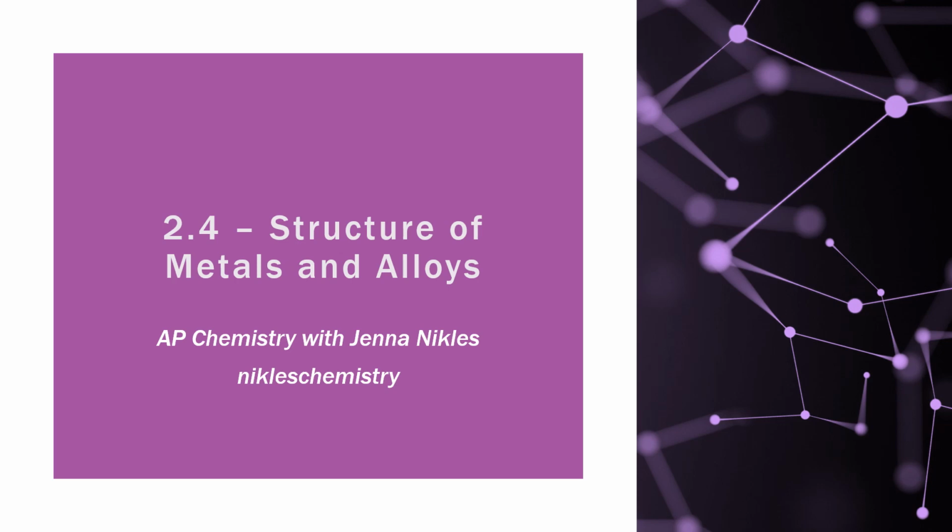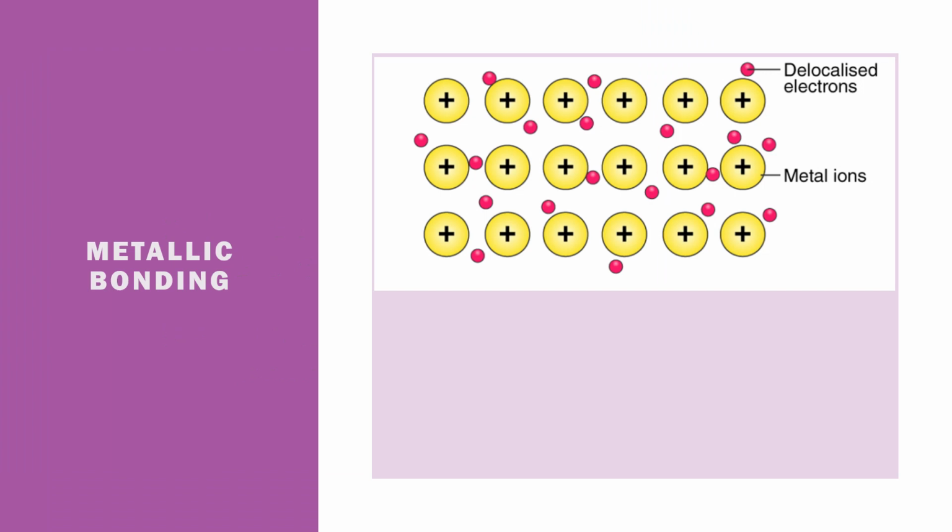Hello, today we're going to talk about the structure of metals and alloys. So if you have a metallic substance, or it's just metals, you're going to have the valence electrons of those metals be delocalized. That means those delocalized electrons are free to move about between different metal ions. They're not specifically assigned to one atom. Sometimes we call that a sea of valence electrons because they're free-flowing.